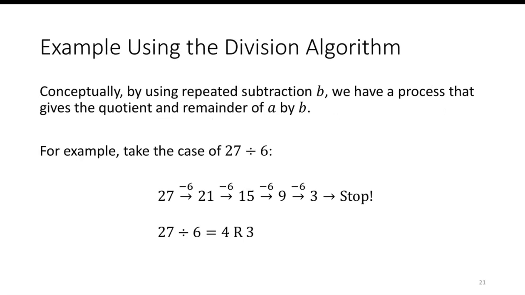It is common to write a divided by b as q with remainder r. Conceptually, by using repeated subtraction of b, we have a process that gives us the quotient and remainder of a by b. So for example, 27 divided by 6: I would start with 27, minus 6 is 21, minus 6 is 15, minus 6 is 9, minus 6 is 3, and at that point I would stop because any more subtraction would put me in the negative numbers. So what I have here is 27 divided by 6. I can subtract 6 4 times, and I have 3 left over. So 4, remainder 3.